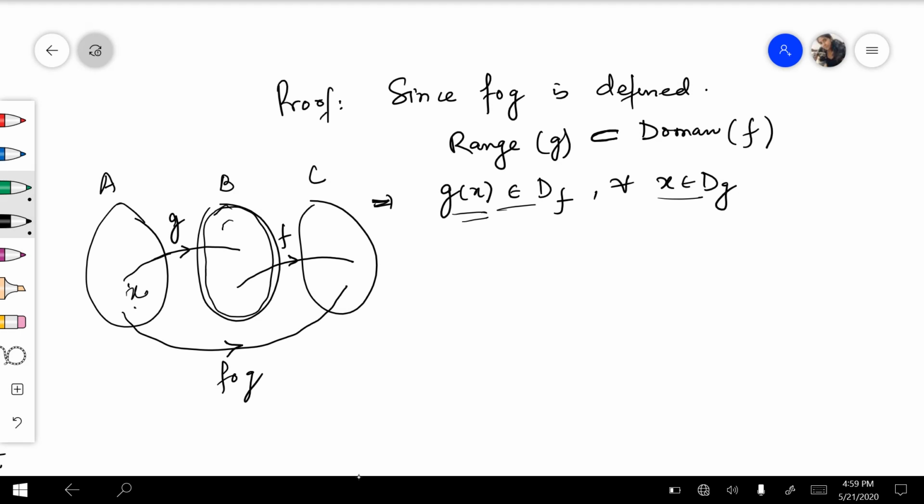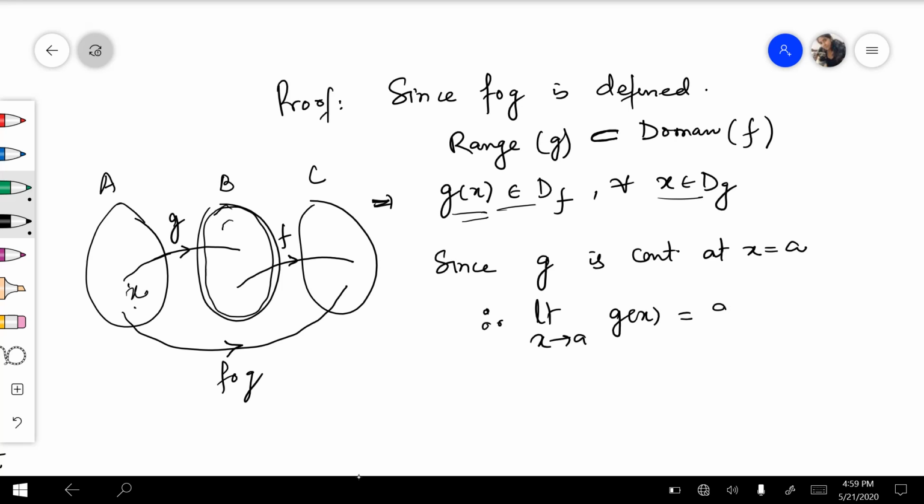Now you are given that g is continuous at x equals a. Therefore, limit x approaches a of g of x is equal to g of a, which is the basic definition of continuity. एक फंक्शन जो होता है किसी पॉइंट पे कंटिन्यूस तभी होता है जब limit of that function exists at that point and it is a finite number, and that limit is equal to the image at that point.